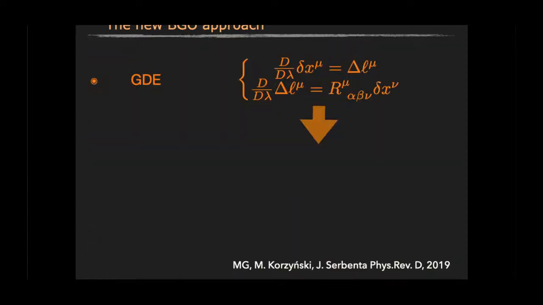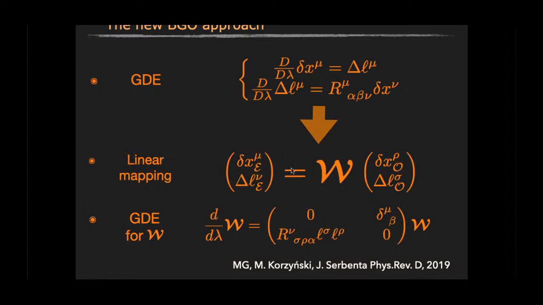The variations are governed by the geodesic deviation equation, which essentially defines a linear map between variations around any two points of the space-time connected by null geodesics. This double map encodes all possible effects coming from the interaction between the light and the curvature of the space-time. Essentially, the geodesic deviation equation can be written in terms of this double map in this way.